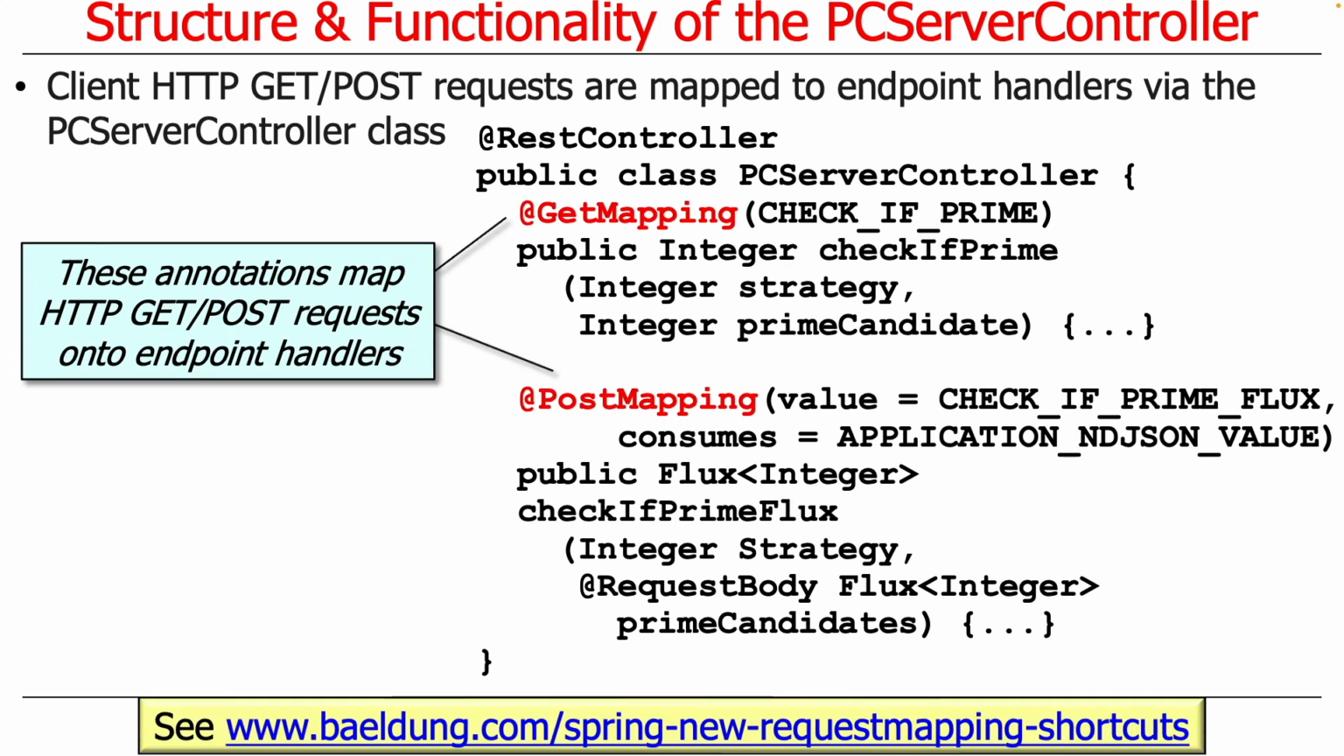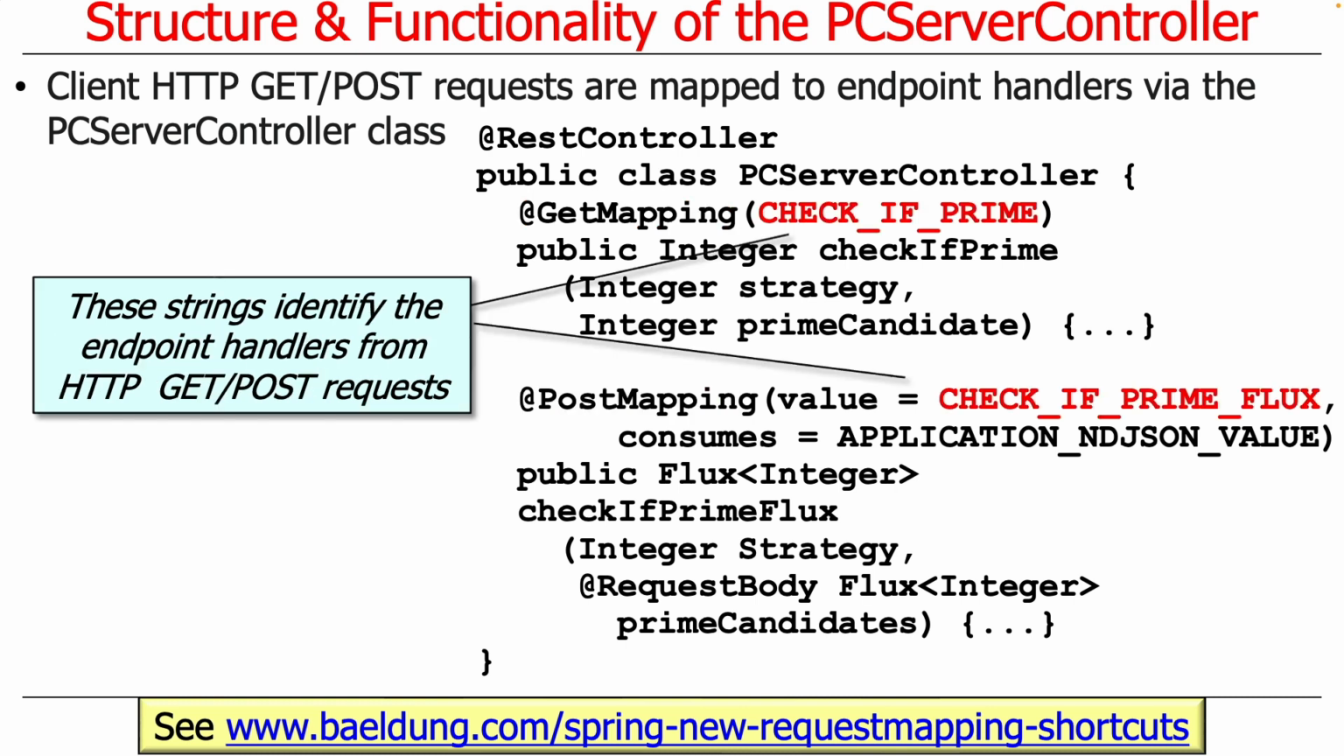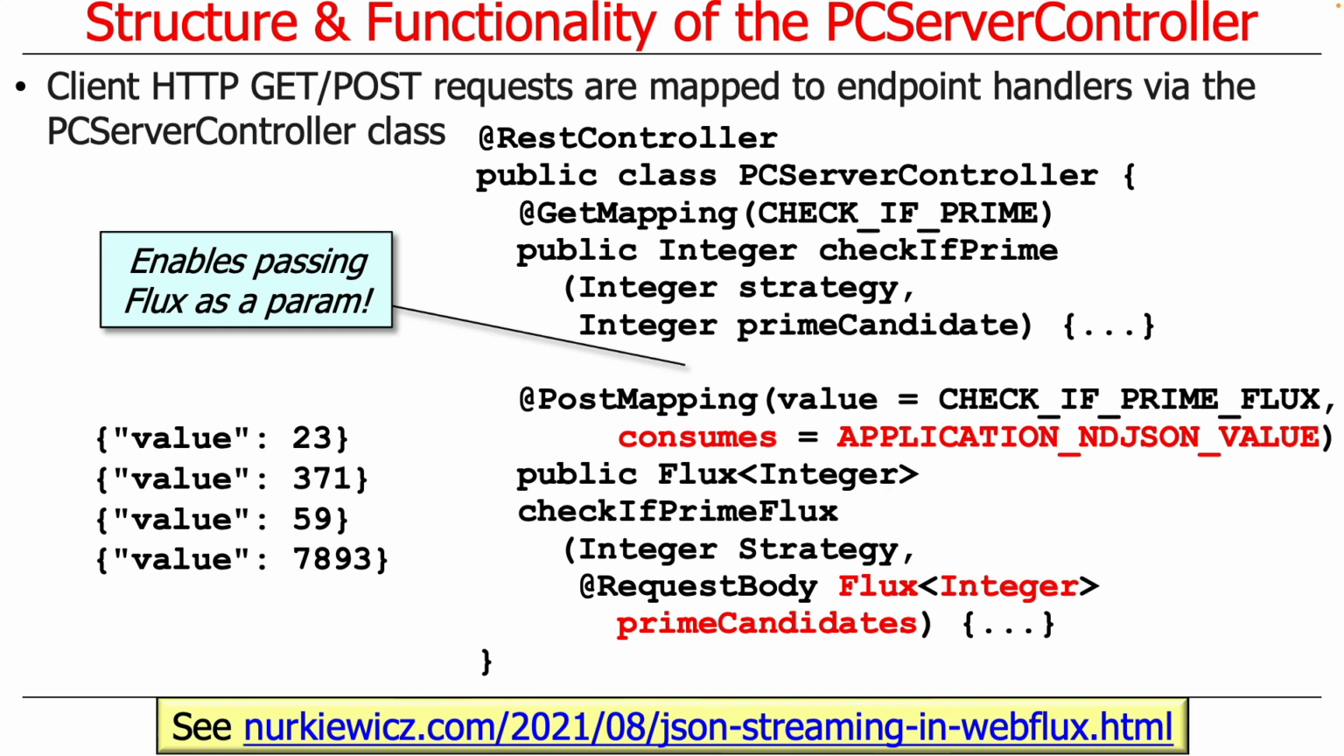As always, we use our get and post mappings to tell Spring how to route the incoming HTTP requests to these methods, these endpoint handler methods. We put the path names here, which of course are defined in a constants file so that we can be consistent between client and server for the get and post requests. Here's where things get interesting.